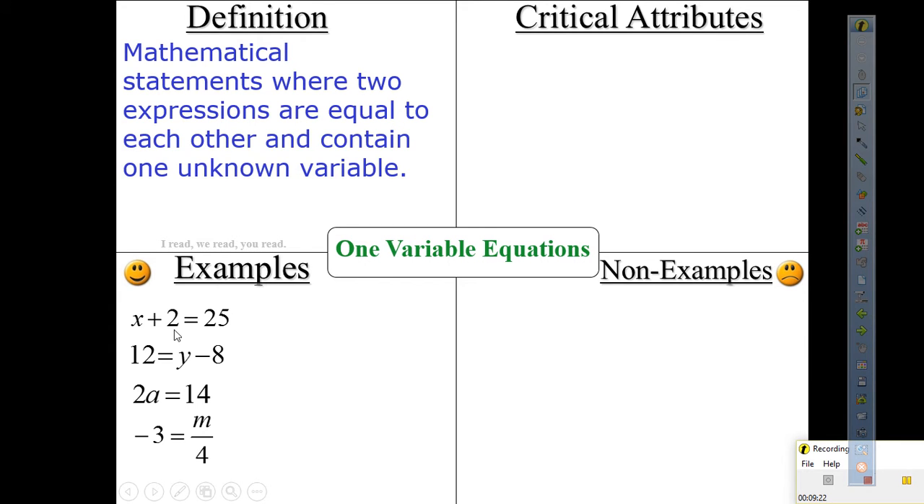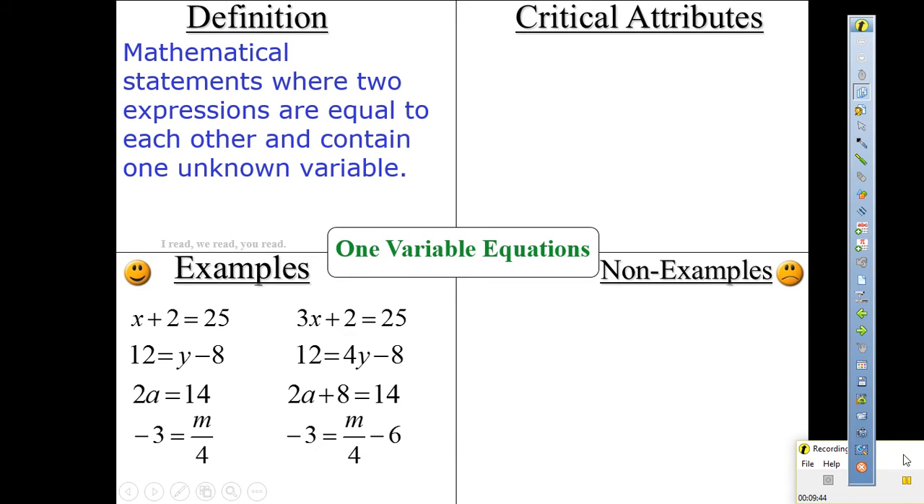Examples: x plus 2 equals 25, 12 equals y minus 8, 2a equals 14, negative 3 equals m over 4, or m divided by 4. Also, 3x plus 2 equals 25, 12 equals 4y minus 8, 2a plus 8 equals 14, and negative 3 equals m divided by 4 minus 6. Copy that, please.